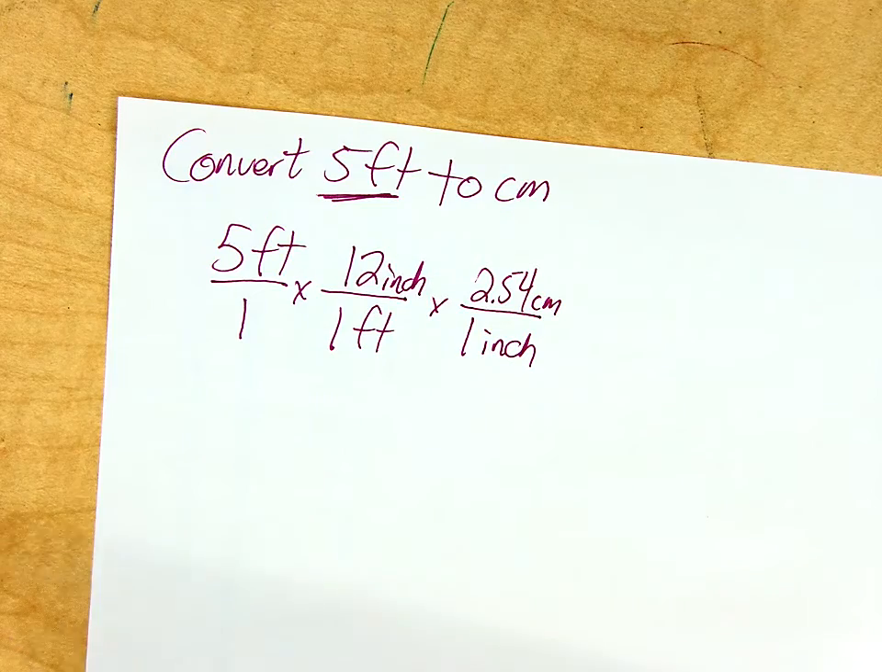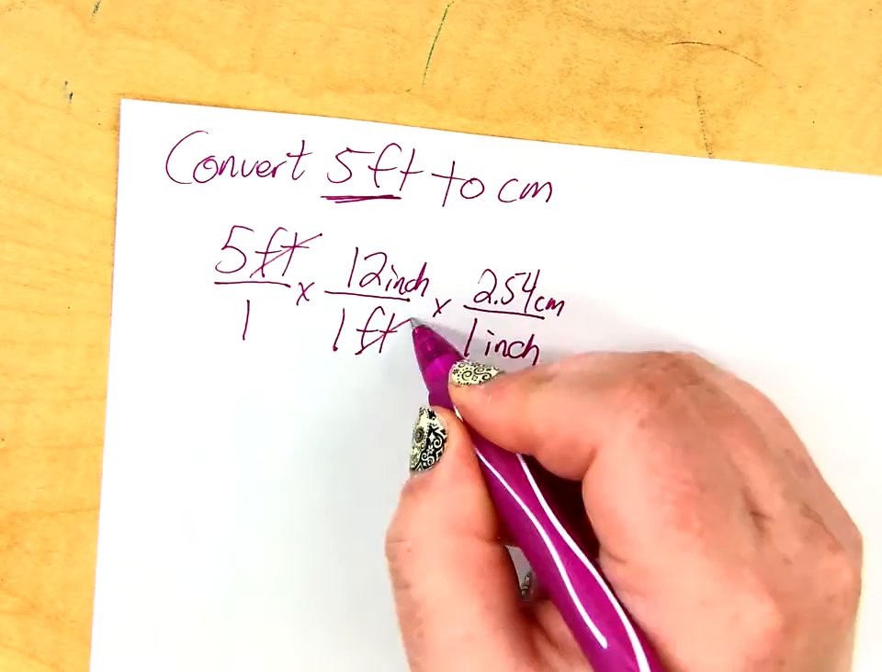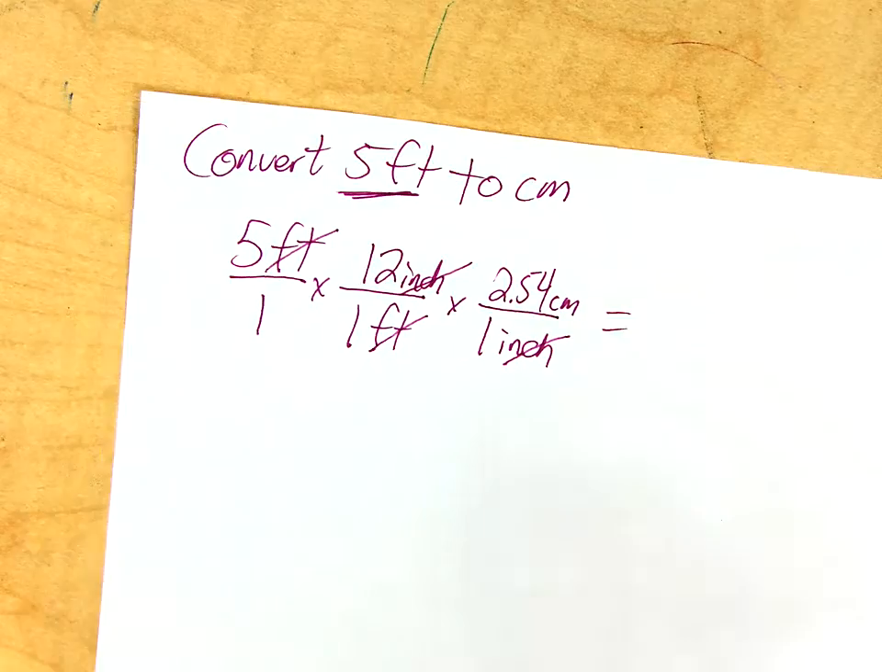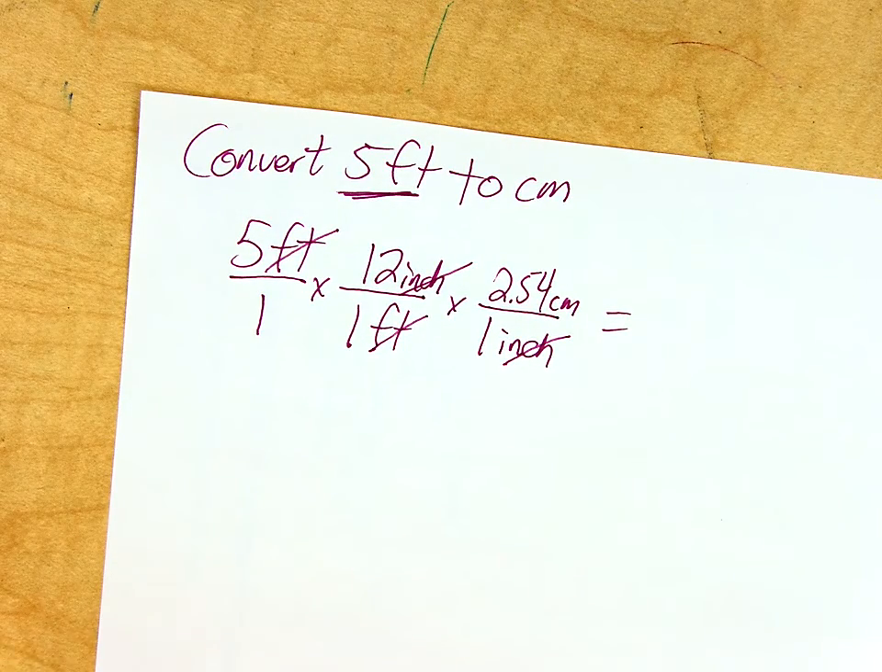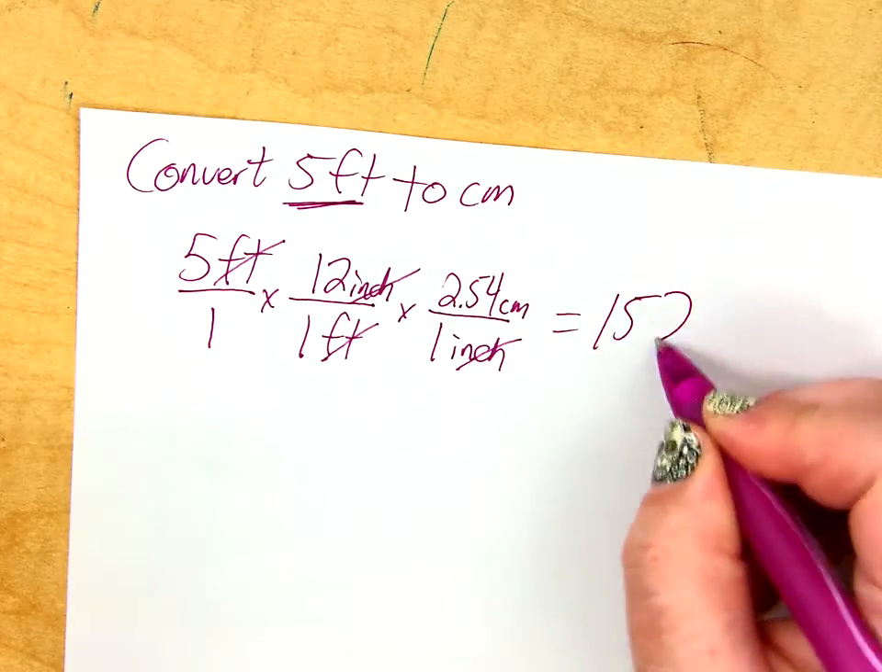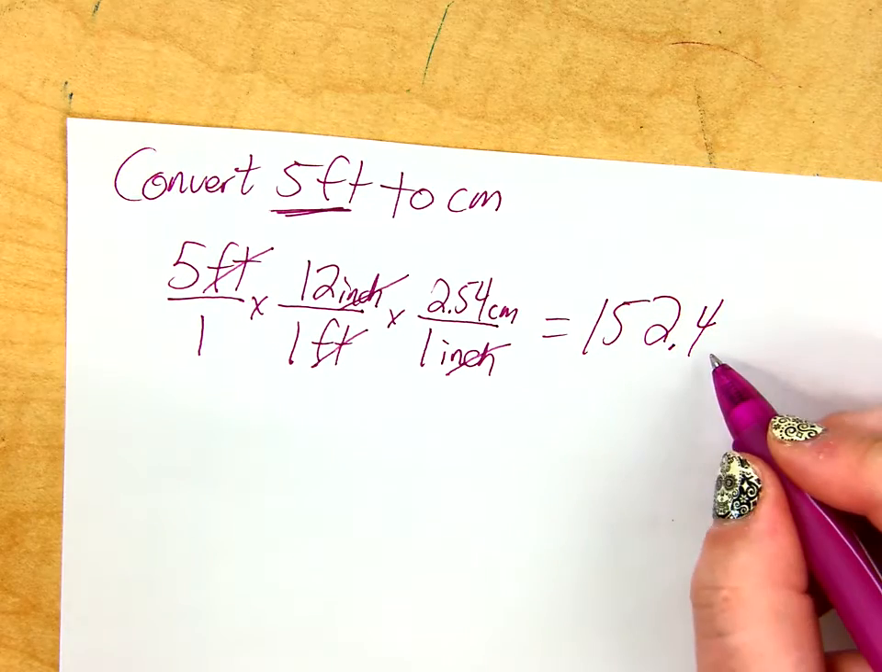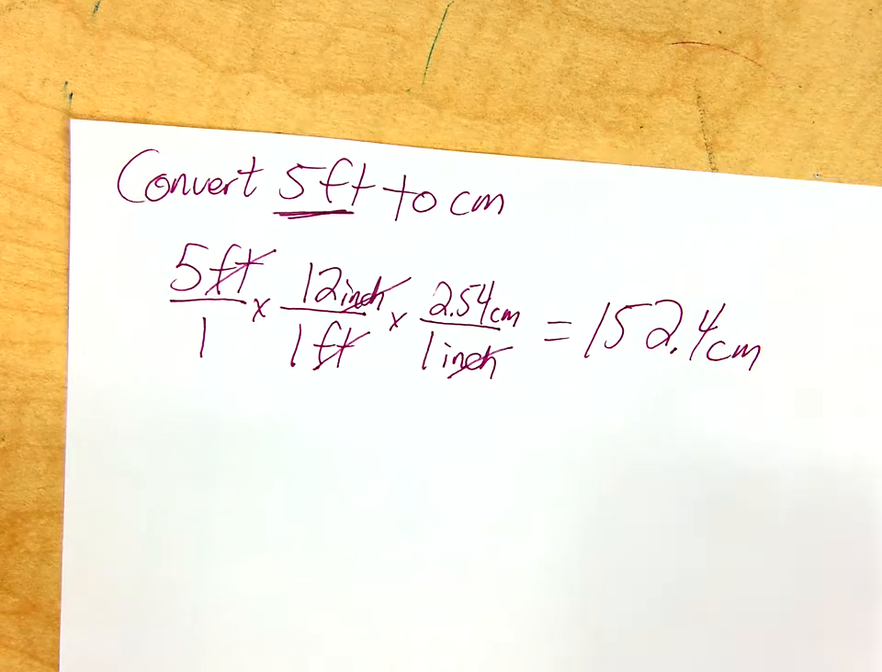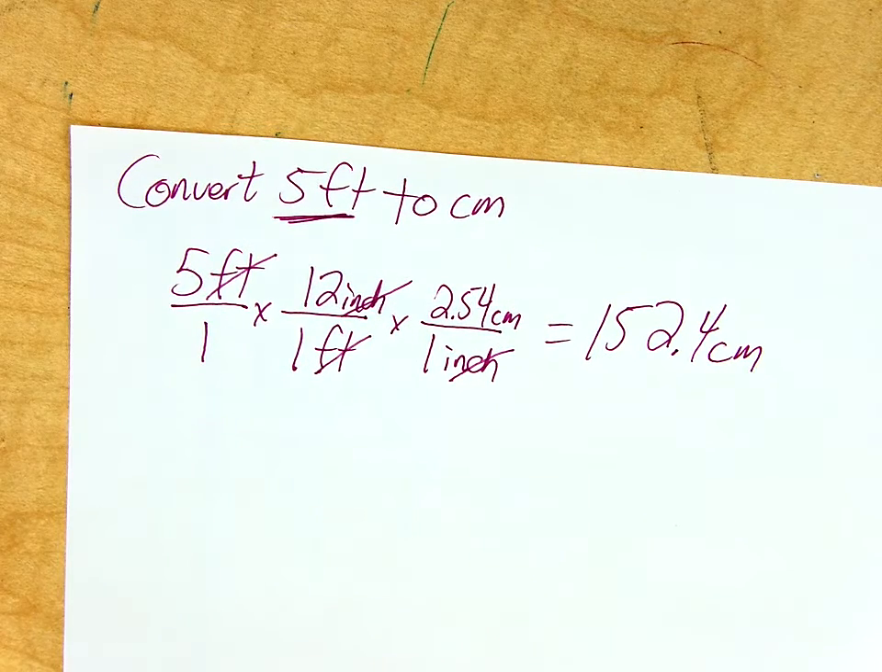And now I'm at the units that I wanted. Feet cancels with feet, inches with inches. I'm left with just centimeters. So I just do the math. 5 times 12 times 2.54. Yes, a 5-foot person is 152.4 centimeters tall. Wait, I'm 152 centimeters tall. I'm 152.4 centimeters tall.